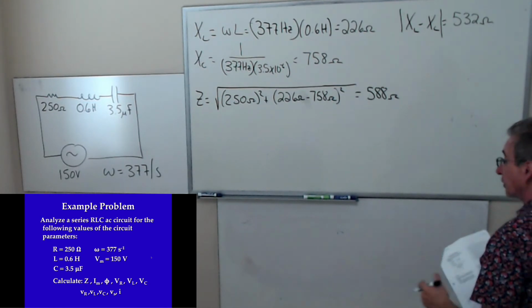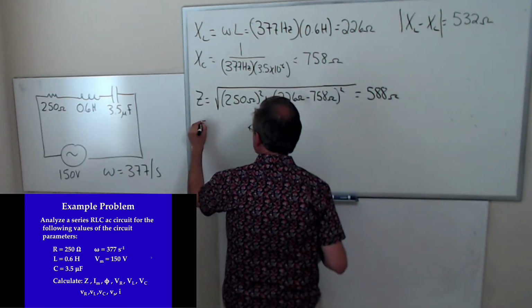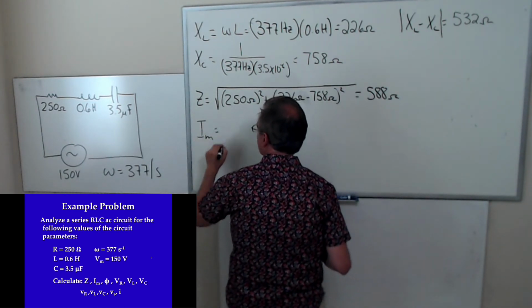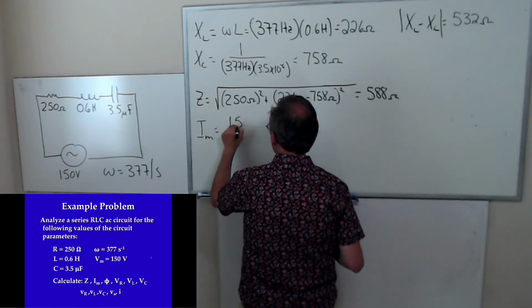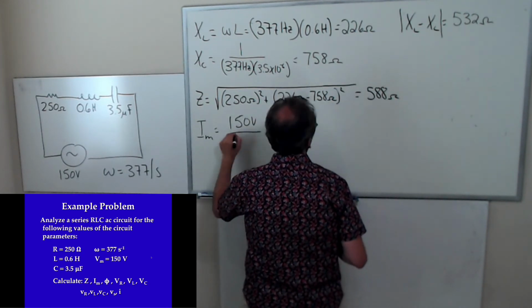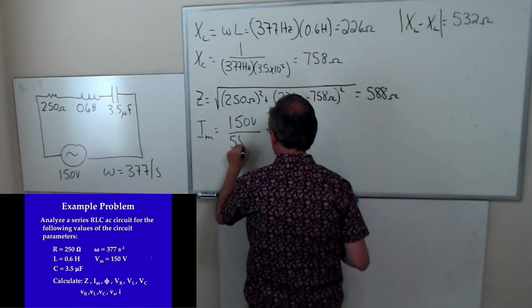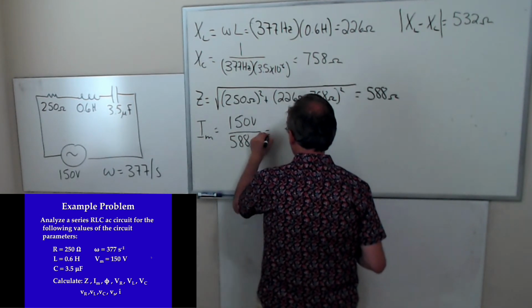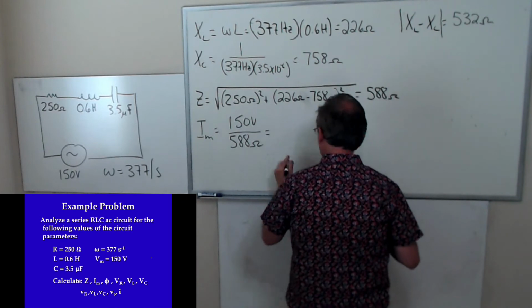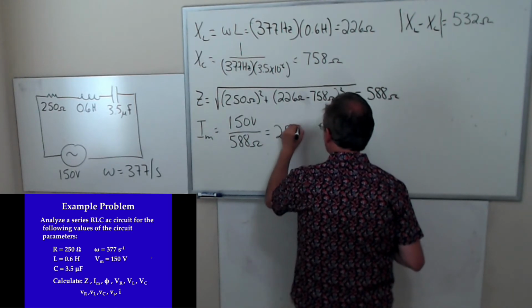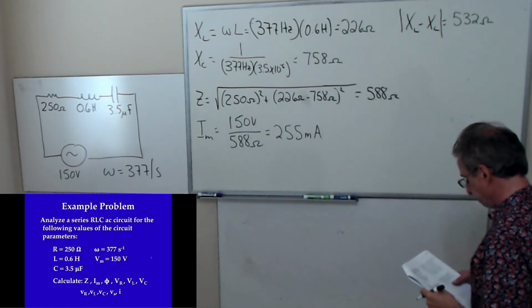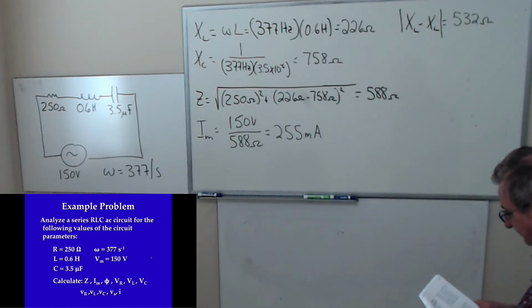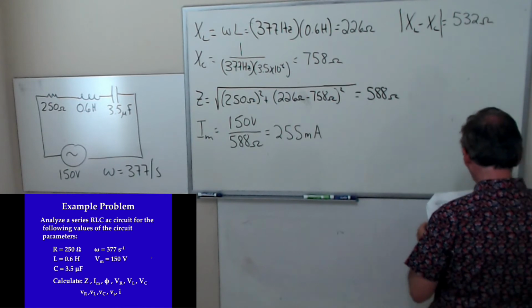What else can I figure out? The maximum current is going to be our power supply voltage over our impedance. And this comes out to be 255 milliamps. What else can we figure out?